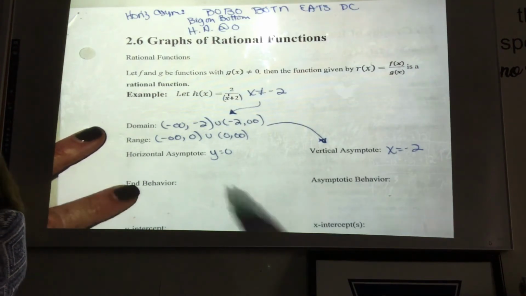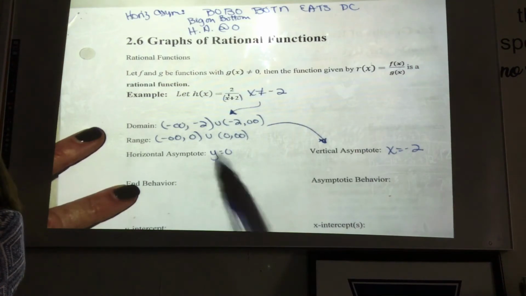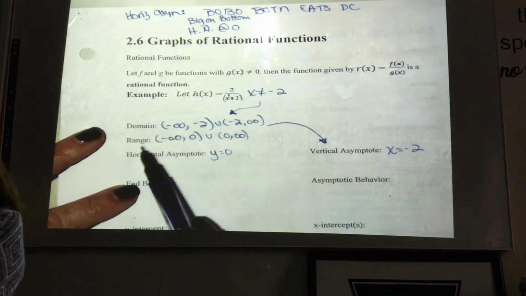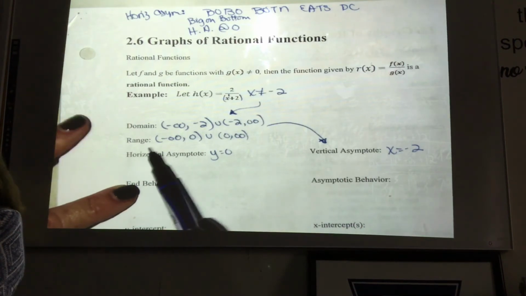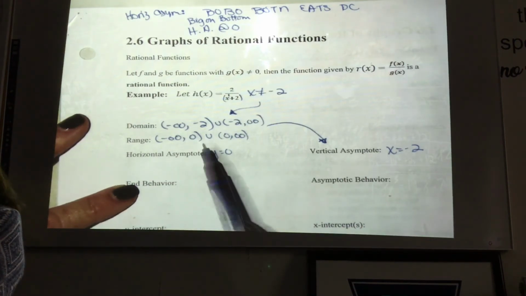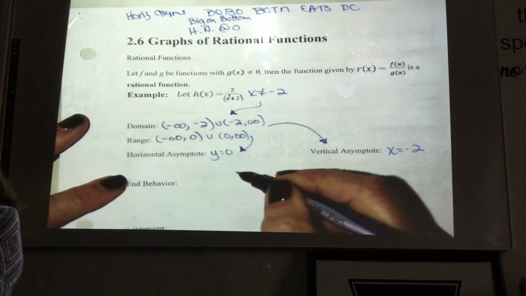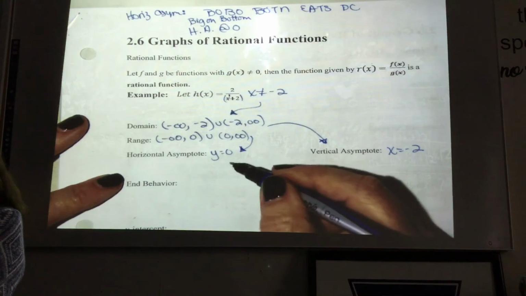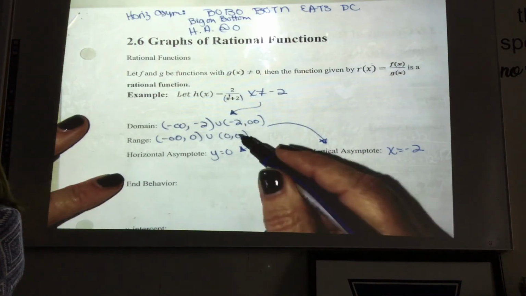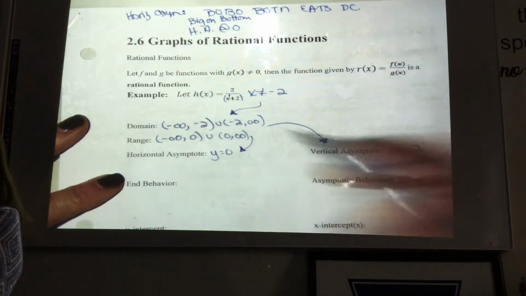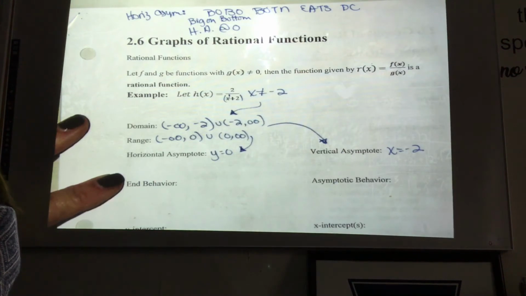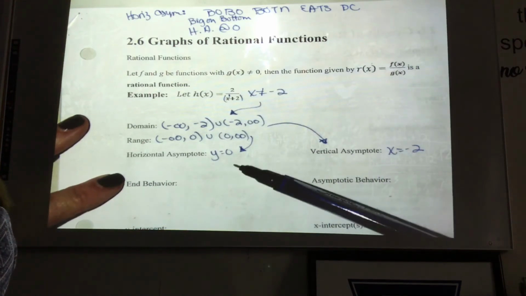Now wait a minute. Where else did I see 0? In my range. I had a break at 0. So once I find my range, I find my horizontal asymptote. Once I find my horizontal asymptote, I found my range. So maybe Bobo Botten is a little bit easier to use for horizontal asymptote, and then you can work back to your range. Whatever works. Okay? So that's y equals 0.